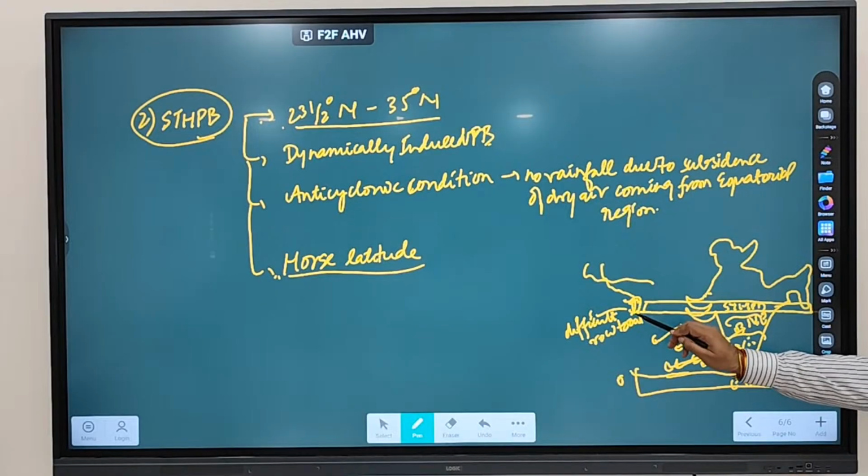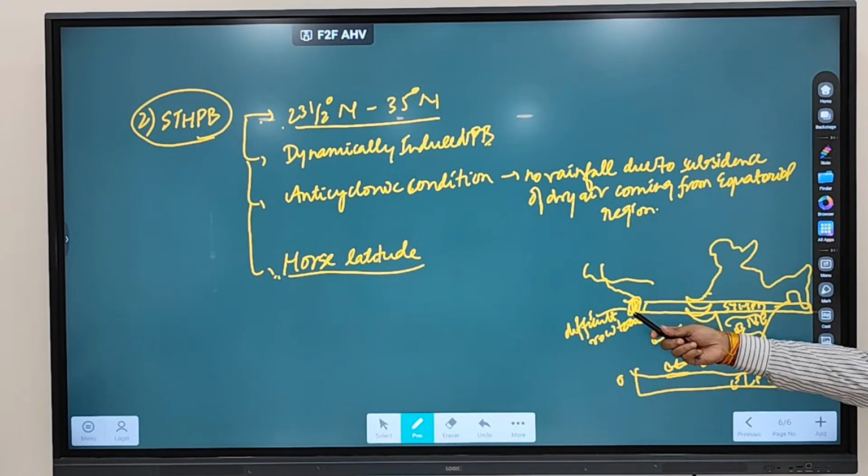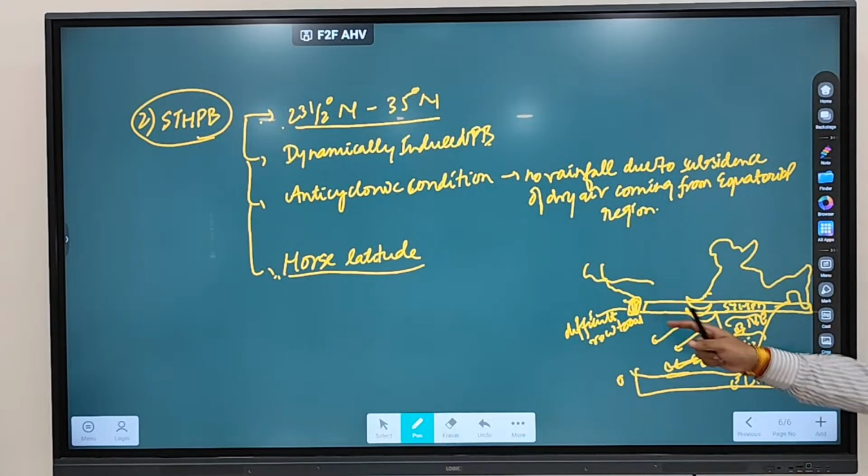And with the horses on the boat, it becomes very difficult to row the boats because there is already no wind. With the additional weight of horses on the boat, it becomes very difficult to row. So when traders used to reach this region, what they used to do is tie the horses to the boat and throw them into the water. And when they crossed this region, they used to pull the horses back onto the boat.